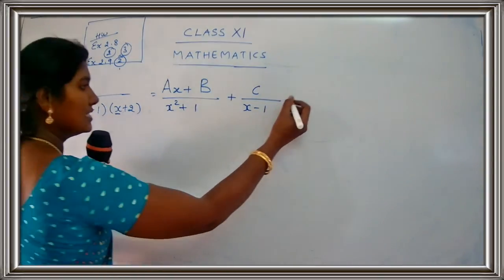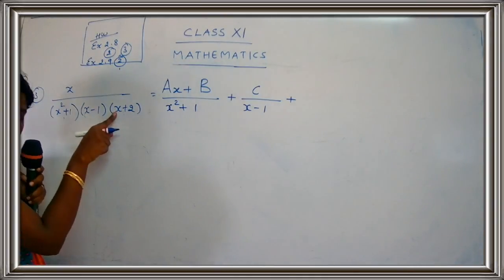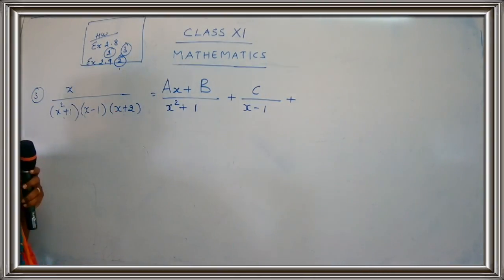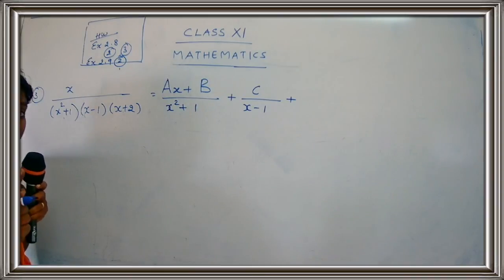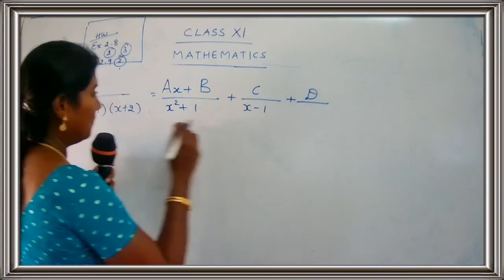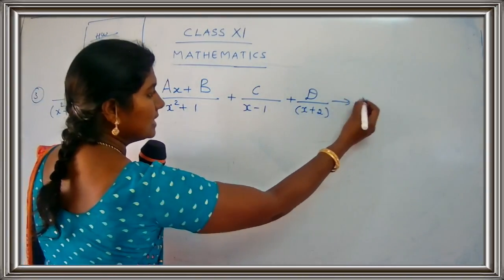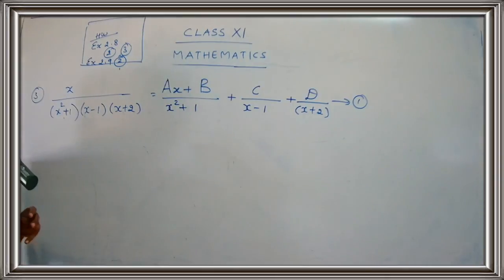Plus. Yes, good. The sign will be plus. Again here, what is the power of x, children? It is 1. Yes, when the power is 1, how many unknown values will we get there? 1. So you have to put here D upon x plus 2. So this is the statement. This is what we have to find the answer for.